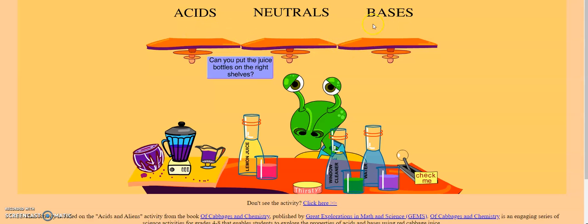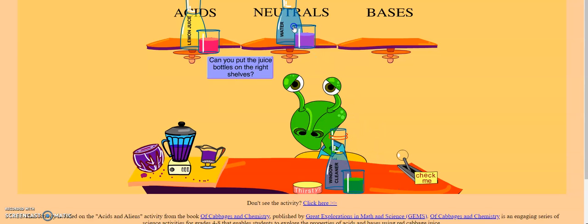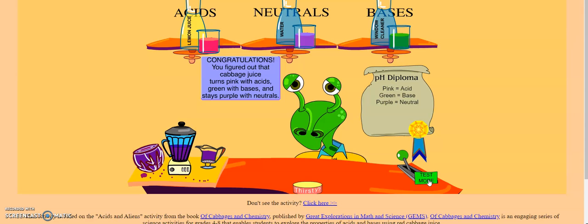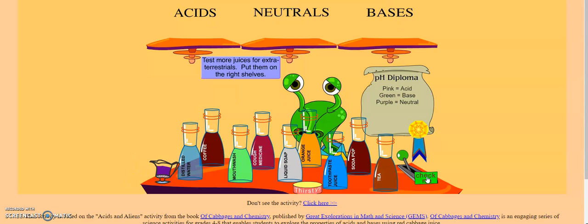So now it's asking me, can you put the juices on the right shelves, acids, neutrals, or bases? We know bases are also called alkalines. So I know that lemon juice is acidic, so I'm going to put it up here. I know that water is distilled and it's neutral, and window cleaner is a cleaning product and it's going to be a base. So let's check and see if we're right. Absolutely. So we figured out that cabbage juice turns pink and red with acids, greens with bases, and stays purple with neutral substances. So let's keep going.